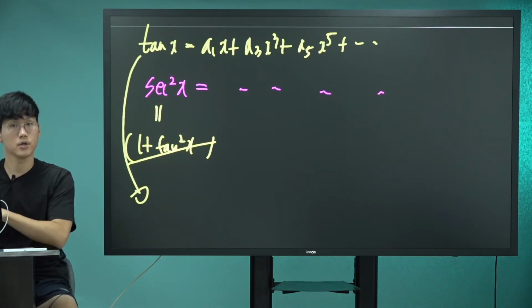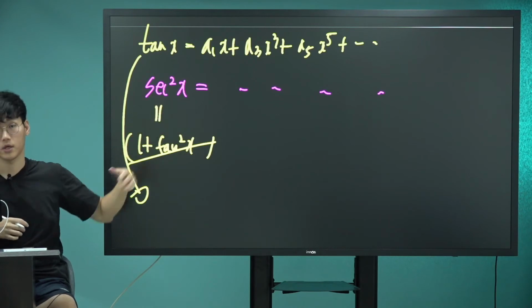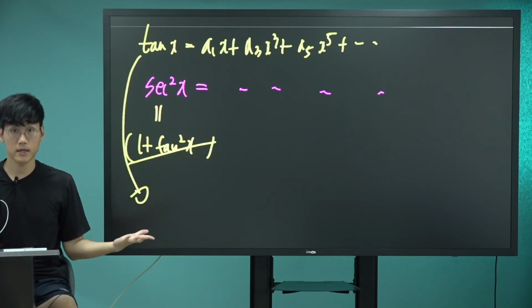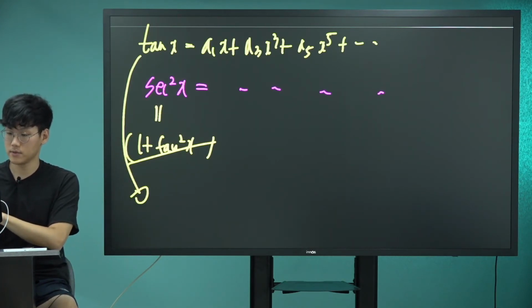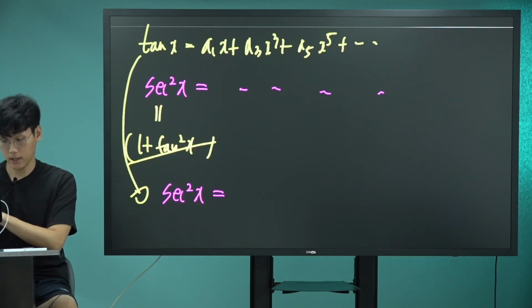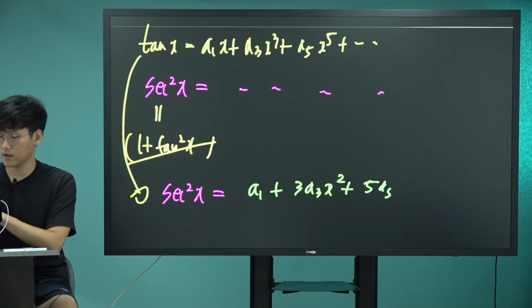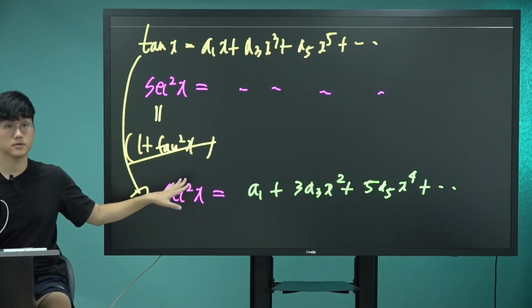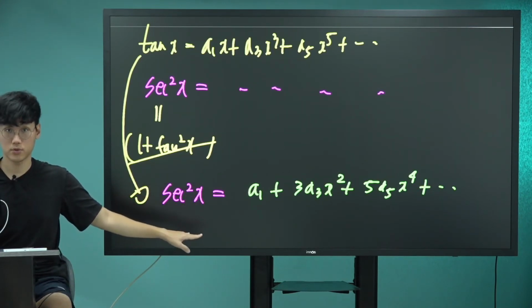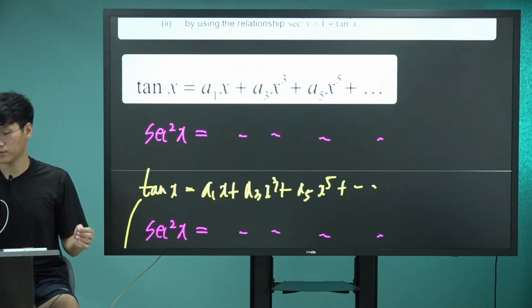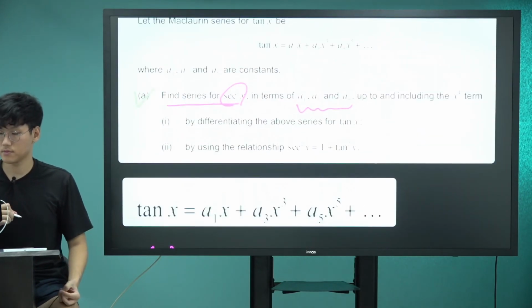So if you differentiate both sides, where you can differentiate term by term on the right hand side, you're going to have secant squared. And on the right hand side, I'm going to have a1 plus 3 a3 x squared plus 5 a5 x to the power 4 plus on and on. That's what I have for the secant squared. Understood? Alright, so we've got that in terms of these coefficients, which is pretty fine.